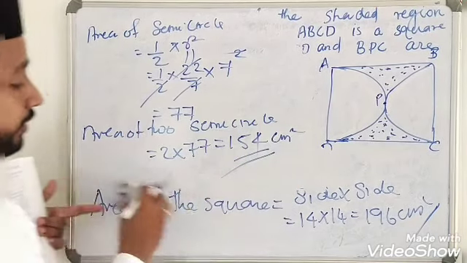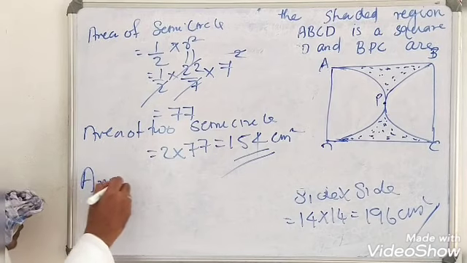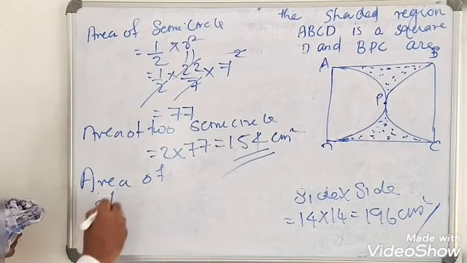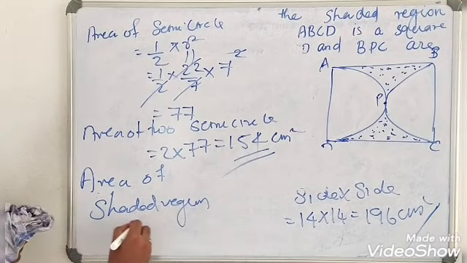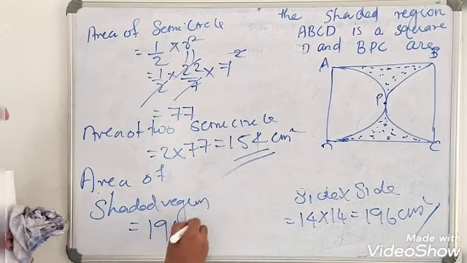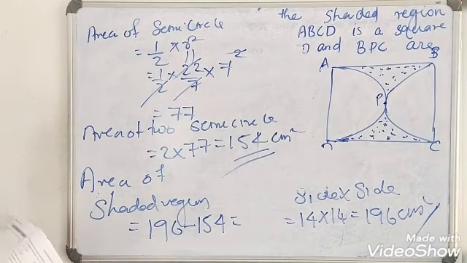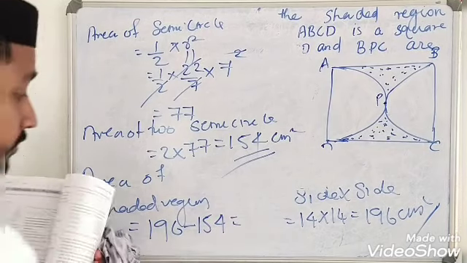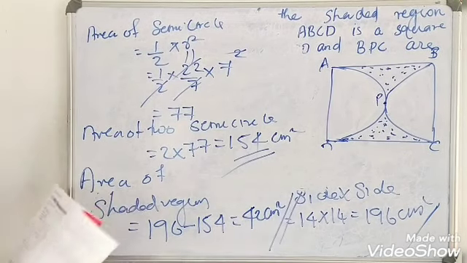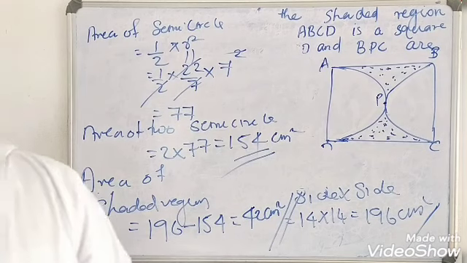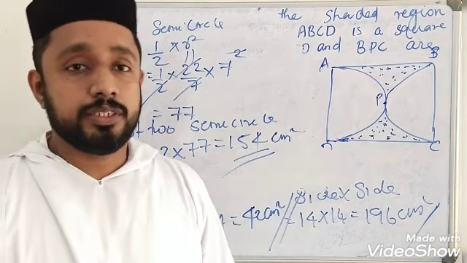Then we have the shaded region. Area of shaded region is equal to 196 minus 154. 196 minus 154 is equal to 42 centimeter square. So 42 centimeter square is the area of this shaded region.